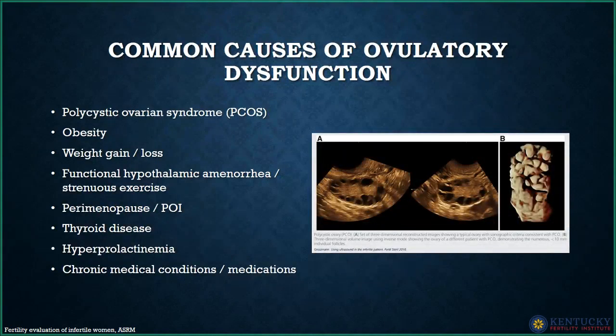And then, of course, some common causes of ovulation dysfunction. We've briefly mentioned PCOS, with some pictures here of the common string of pearls appearance we'll see on ultrasound. Others include obesity, other weight changes, either weight gain or weight loss, hypothalamic issues, strenuous exercise, ovarian insufficiency, perimenopause, other endocrinopathies, chronic medical issues, and medications. So a lot of different things that can affect reproductive signaling in general can compromise ovulation. So in both our history taking as well as the workup we do, we'll want to keep these sorts of issues in mind for any patient that seems to have an issue with ovulation function.